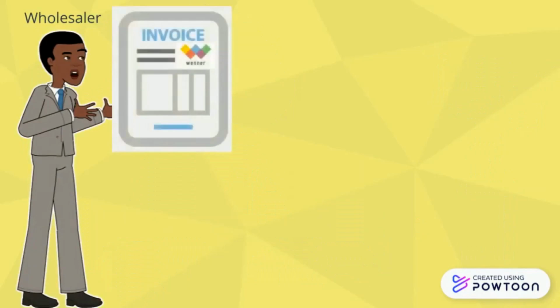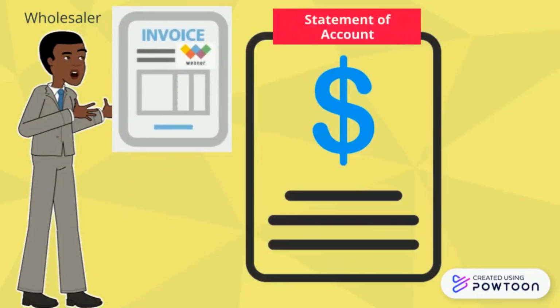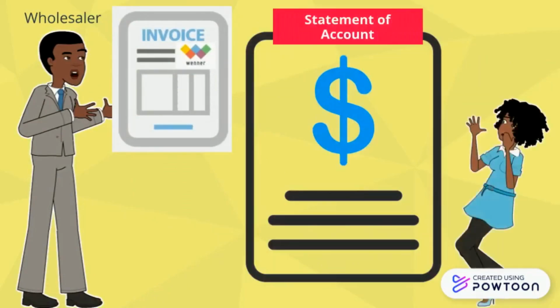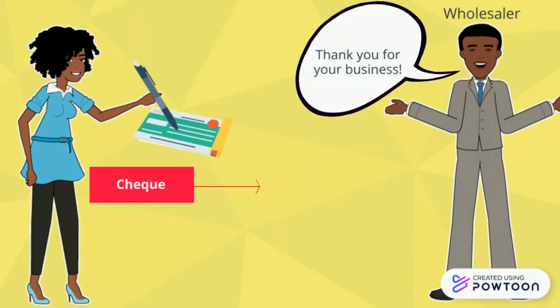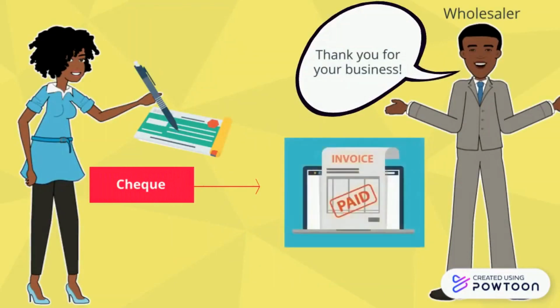The wholesaler then discusses how much I owe through a document known as the invoice, followed by a statement of account to show how much I owe for the period of time. Once I've checked both of those documents and made sure there's no mistake, I then write a check to the wholesaler. He in turn gives me a document to prove my payment.